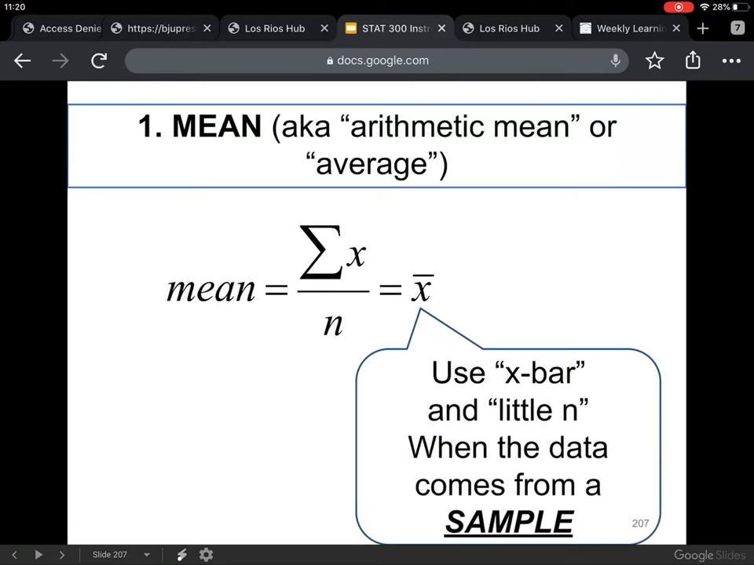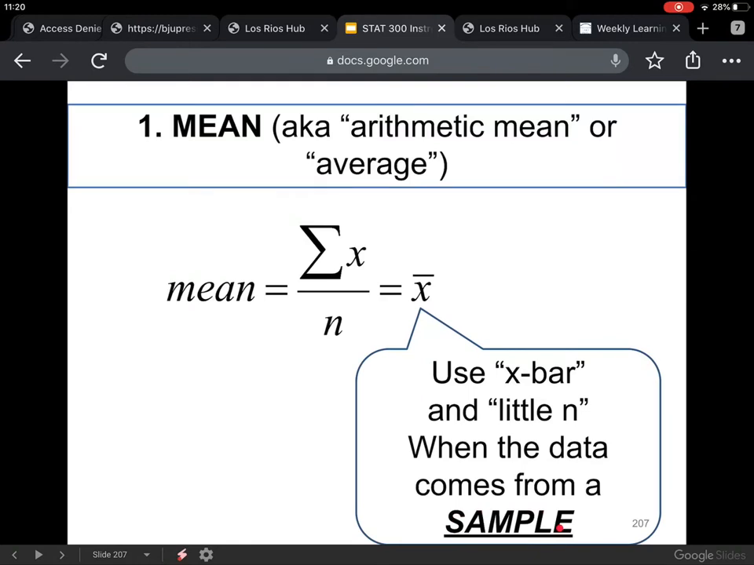Now there's a difference when we calculate the mean for a sample and for the population. For the sample, when you don't have all of your values, you're taking a sample, we usually use the x-bar notation. So this might be your first exposure to some new notation. X-bar means that you're looking for the mean, or you found the mean of a sample.